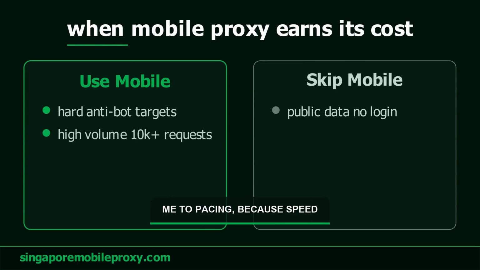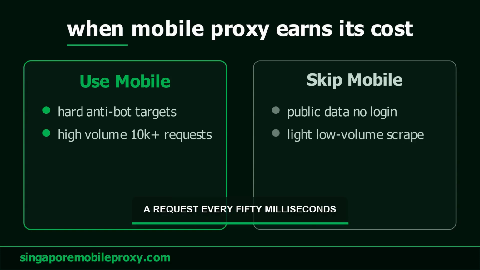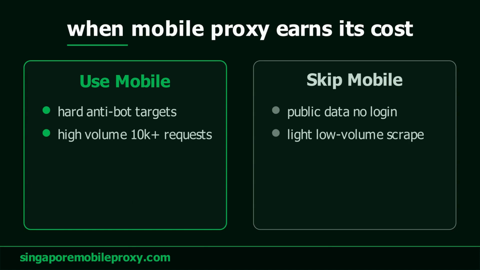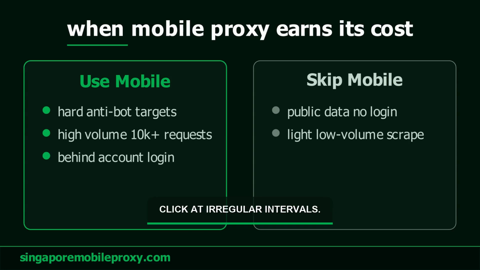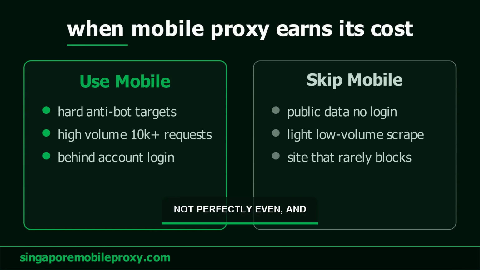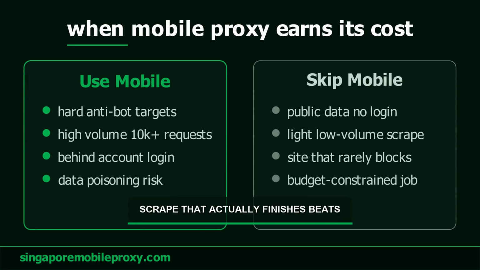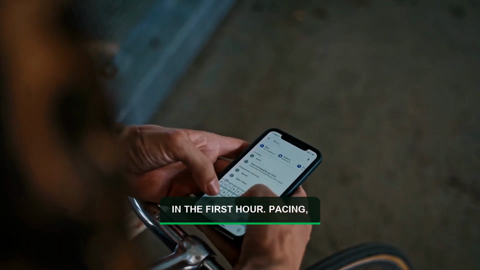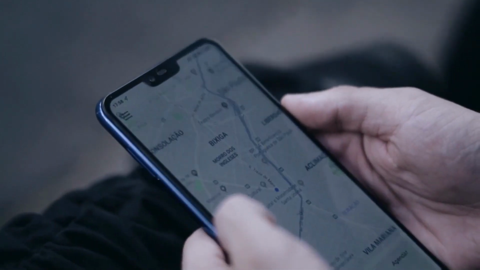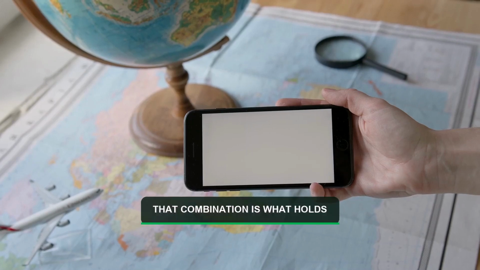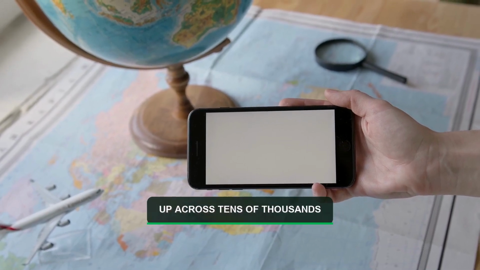That brings me to pacing, because speed is what gets you caught. Real users do not fire a request every 50 milliseconds with perfect machine timing. They pause, they read, they click at irregular intervals. So put real delays between your requests, vary them a little so they are not perfectly even, and stay under whatever rate the site quietly tolerates. It feels slow, and that is the point. A steady scrape that actually finishes beats a fast one that gets every IP you own burned in the first hour. Pacing plus rotation plus a believable mobile IP, that combination is what holds up across tens of thousands of requests.